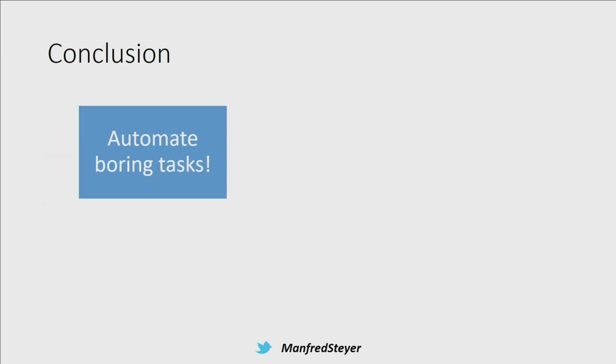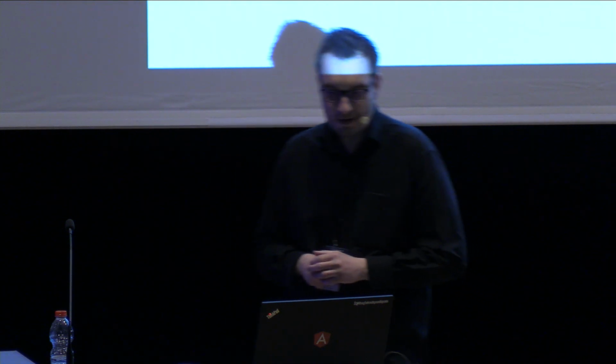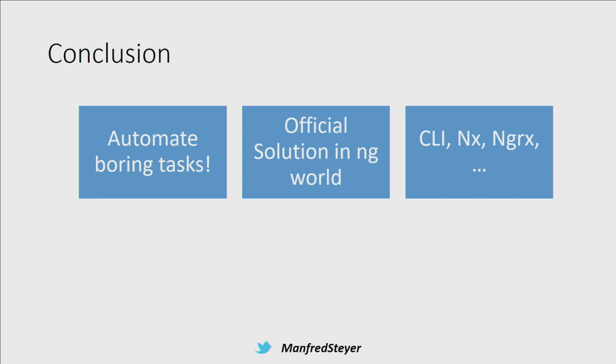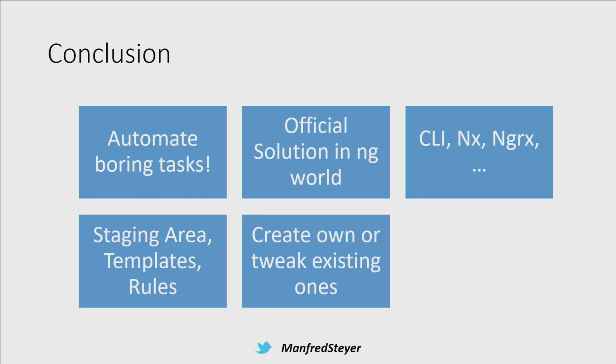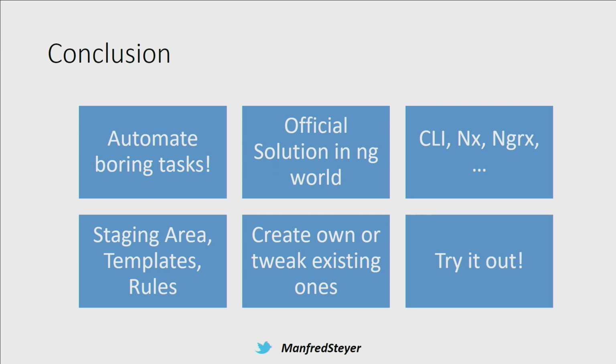So let's come to a conclusion. We have seen that we can leverage schematics to automate boring tasks. We have seen that schematics is the official solution in the world of Angular. There are some existing projects out there leveraging schematics, like the CLI itself, NX or ngRx. We have seen we have a staging area. This avoids destroying something when something bad happens. We have also templates and rules. We can create our own schematics or tweak existing ones, and I want to encourage you just to try it out to automate all these monotonous tasks you might have.